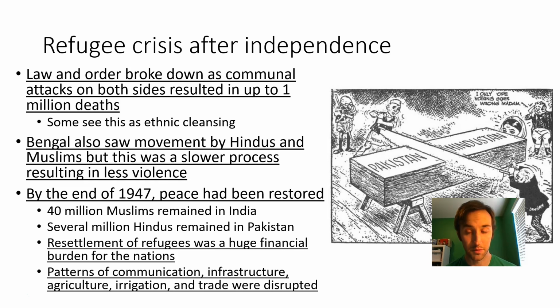Bengal also saw a movement, just as Punjab did, by Hindus and Muslims, but this was a much slower process, resulting in a lot less violence. It wasn't quite as bad as on the other side, but it was a long, slow process that led to other problems. By the end of 1947, peace had largely been restored along the borders.